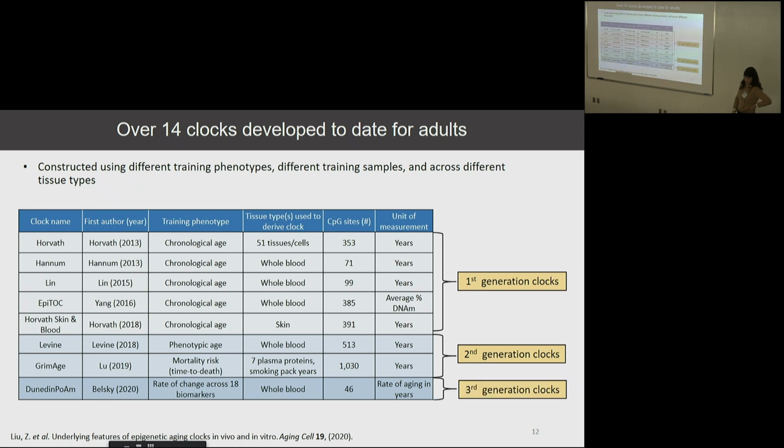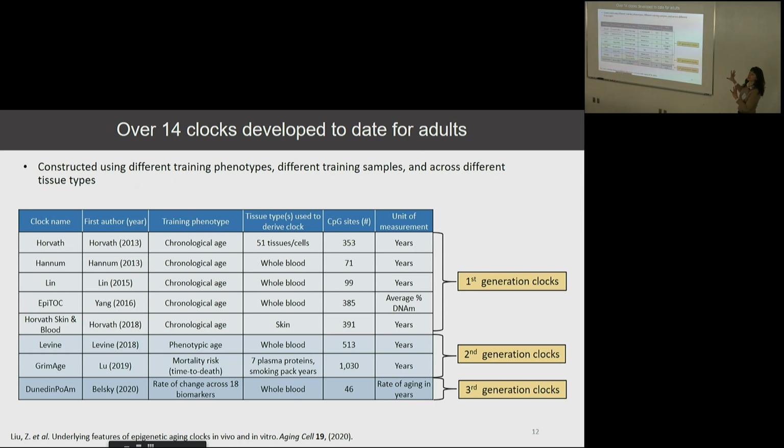And then the more recent evolution is what we'll call the third generation clocks, which have been constructed by Dan Belsky using the Dunedin study. In that study, he has longitudinal epigenetic data, so he's looking at the pace of aging. In these clocks, they're comparing CpG sites across individuals within a cross section. What you can then do with these pace of aging clocks is look at the rate of change across individuals who are all the same age. So those have also been emerging as exciting new advances.